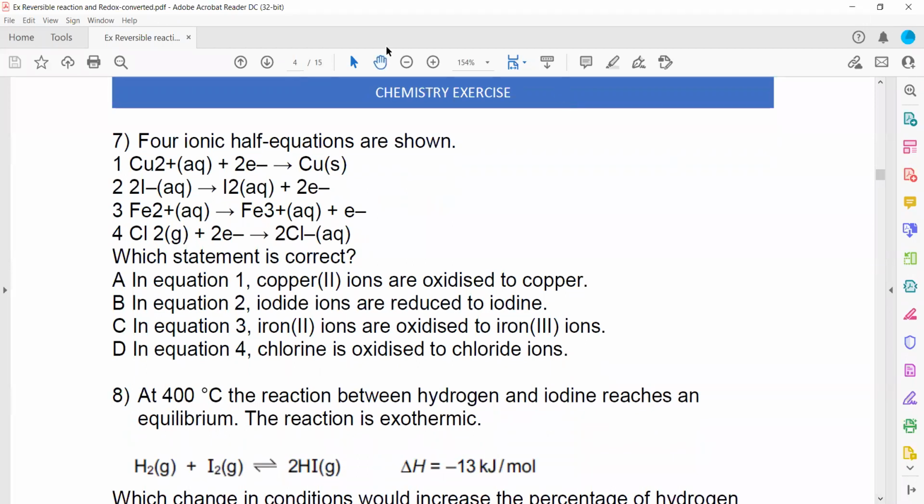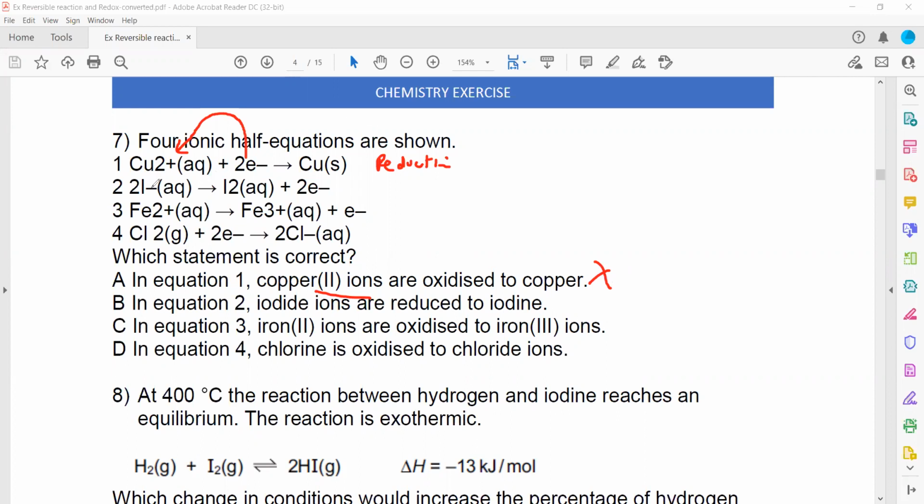Then in this question, first four ionic half equations are given. When we check, copper 2 ion gains electrons, when a positive ion gains electrons, it turns into a copper atom. What do we call this change, reduction or oxidation? In terms of electrons, it is reduction, because if something gains electrons, we call it reduction. So when we check statement A, in equation 1, copper 2 ion is oxidized. That's wrong. It is not oxidized, it is reduced. That's why 1 is not correct.